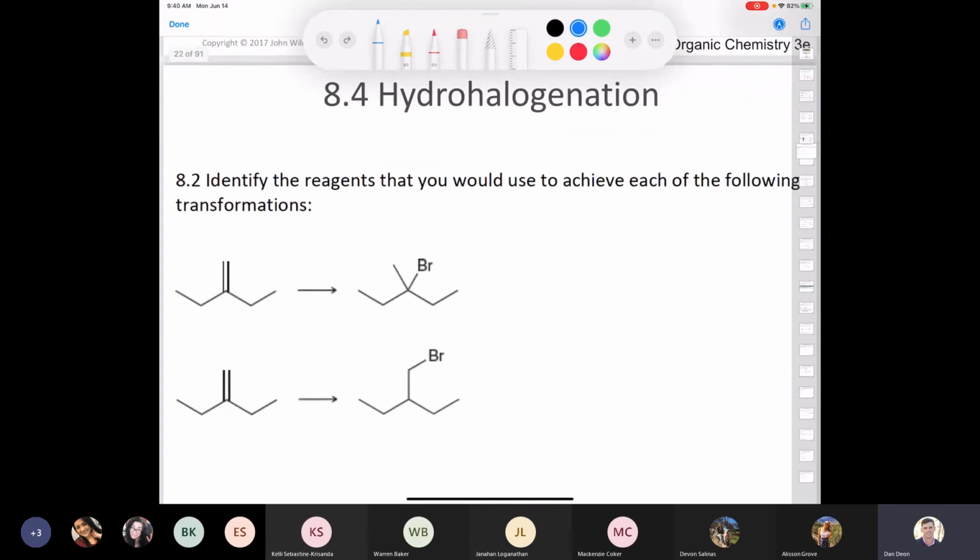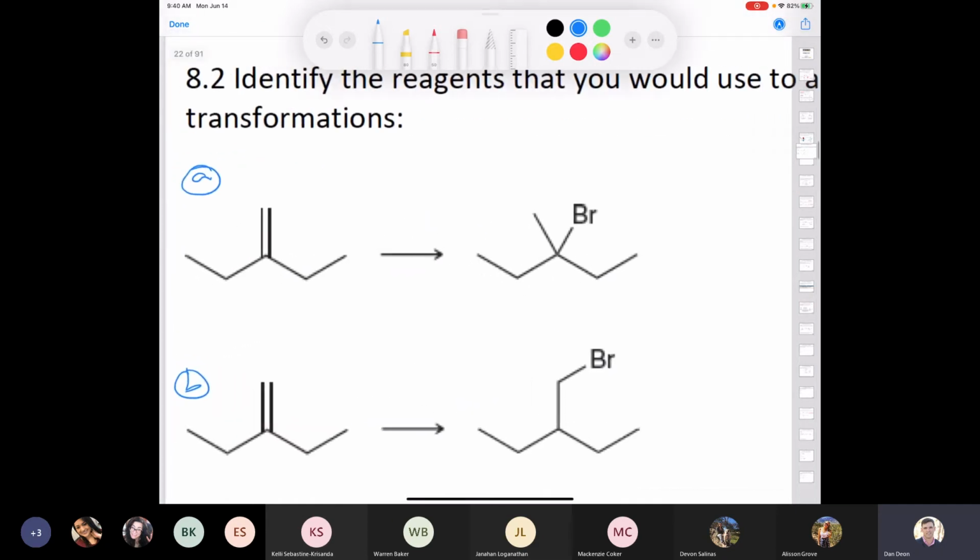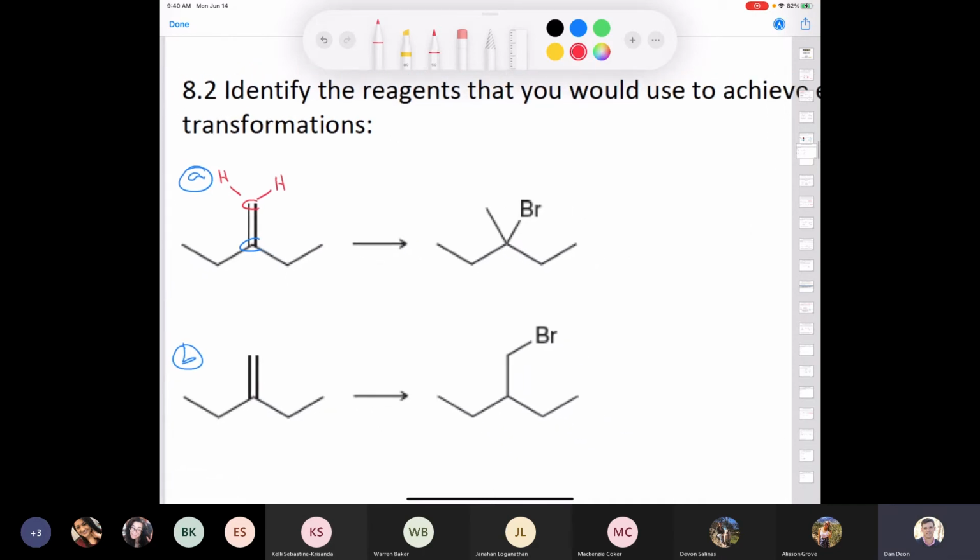I don't think it's a simple question, but I think it's a doable question. The first one here, we'll call it 8.2a. In 8.2a, if you take a look at the alkene we're starting out with, this carbon in blue has no hydrogens, but this carbon in red has 2 hydrogens. Based off of that, could anybody tell me what my reagent would be?